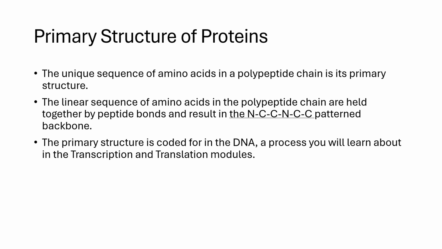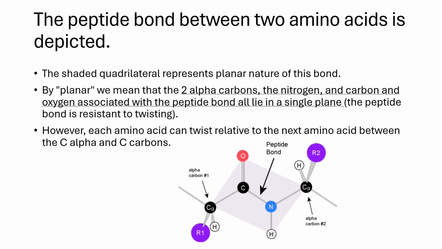Just remember that the unique sequence of amino acids in a polypeptide chain is its primary structure. The linear sequence of amino acids in the polypeptide chain is held together by peptide bonds and results in an NCC pattern backbone. The primary structure is coded for in the DNA, a process that we will learn in transcription and translation. All right, so primary structure is coded for in the DNA.